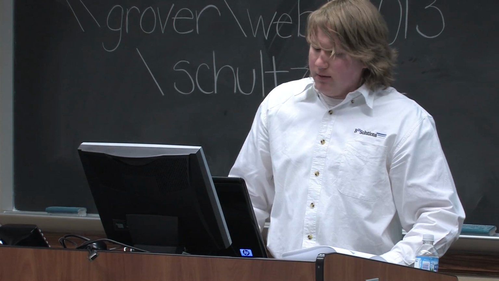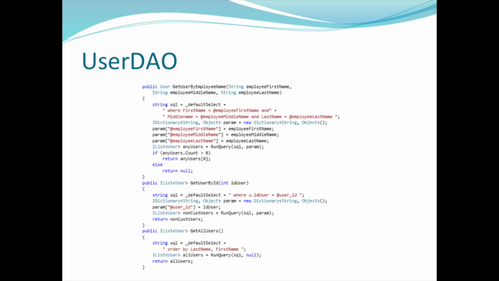Let's see. Here's an example of how we can actually start making some useful queries. In this case, we want to get a user by an employee name. So we're going to pass in a couple strings here. We want to look for a first name, a middle name, and a last name. So we build our statement. We're building off of this default select, which is a couple slides up. As part of this DAO, we defined what a user select or a default select was. So we're just building on top of that object.